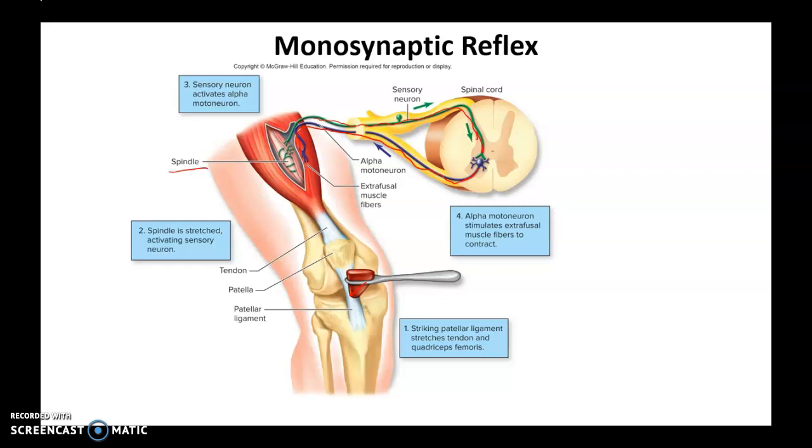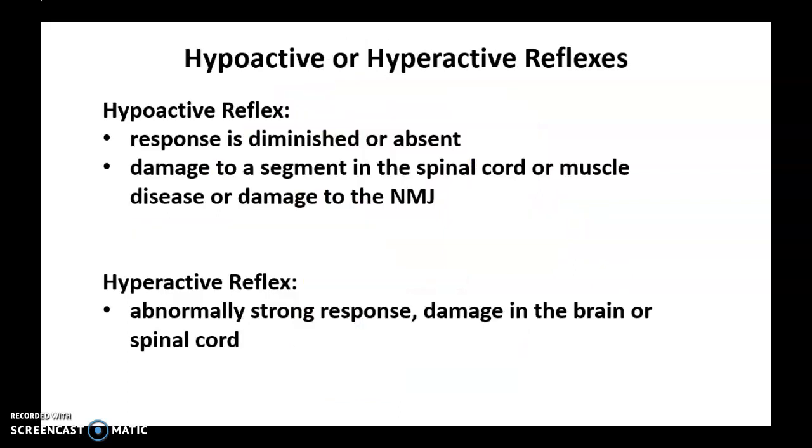Now let's read through the blue boxes. So we are striking the patellar ligament, and as we strike the patellar ligament, that stretches the tendon and the quadriceps femoris. As it gets stretched, that activates sensory neurons, and the sensory neurons then carry the information to the central nervous system. In this case, we are looking at a spinal cord. And the sensory neuron then coordinates with the motor neuron. And the motor neuron then stimulates the muscle fiber to contract. All right.